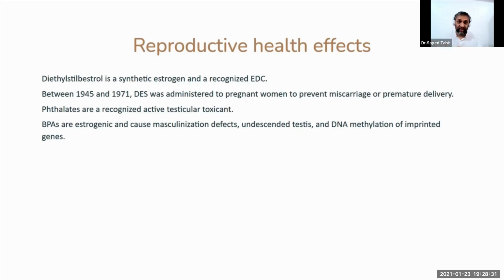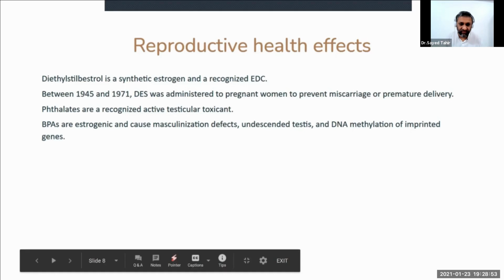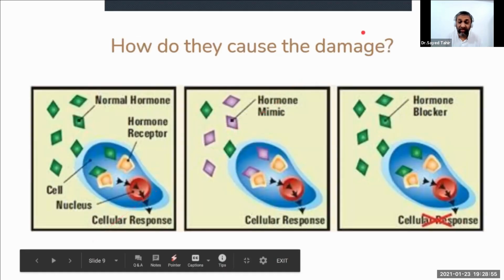Early puberty, like nowadays you see girls are getting early puberty. Same thing. And BPAs are responsible for undescended testes. And what we call DNA methylation of imprinted genes means that DNA is deformed. You see, this can directly interfere and cause DNA mutations. Knowledge is power.